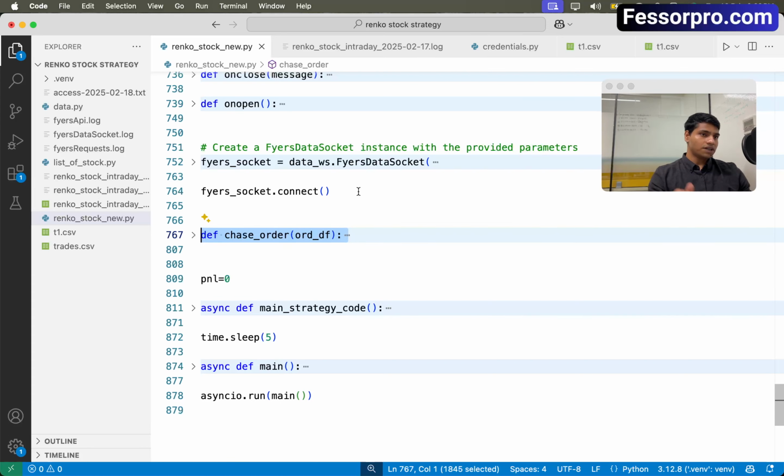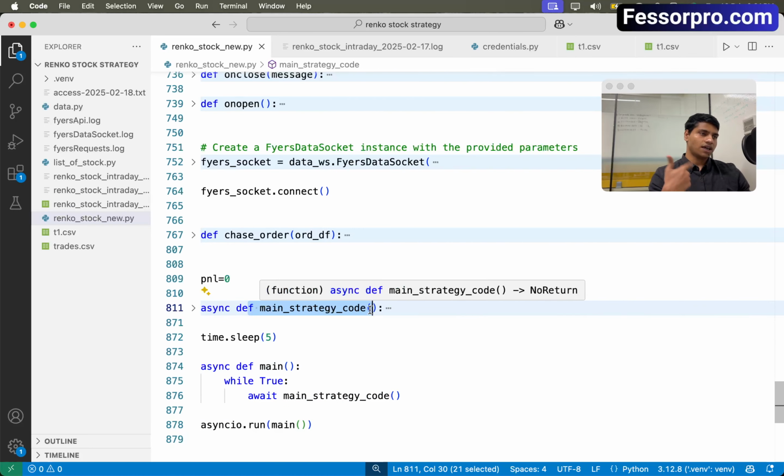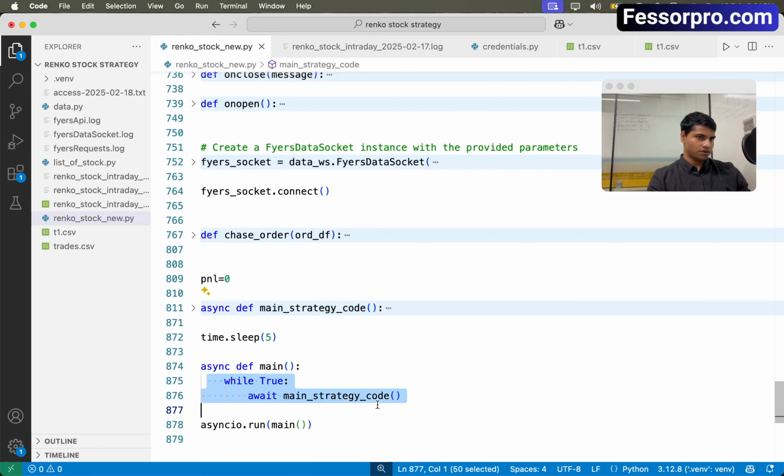Now, if you remember, in our strategy we have to maintain PNL, right? So I've created a PNL variable, and this is my main strategy code function. I'm sleeping for 5 seconds and then I'm calling this main function. This main is an asynchronous function. You can see I've written async. In this main function, I'm simply calling the main strategy code, so this function is being executed again and again in my while loop, right? And I'm calling the run function so that my WebSocket and this main function run asynchronously.